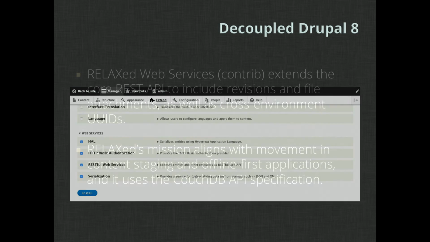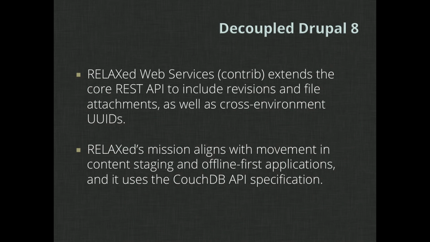All right, so there's another module I do want to mention, which is Relaxed Web Services, which is an alternative to REST in core. It's a contrib module, and Relaxed extends the core REST API to include things like revisions and file attachments. One of the most compelling aspects of Relaxed is that, let's say you have your Drupal site spread across your dev, stage, and prod environments because you're using a proper DevOps setup. Well, the problem is that oftentimes, the entity IDs that you have on each environment do not match up. And so what Relaxed does is it provides you a mechanism to have cross-environment UIDs that are shared across everything.